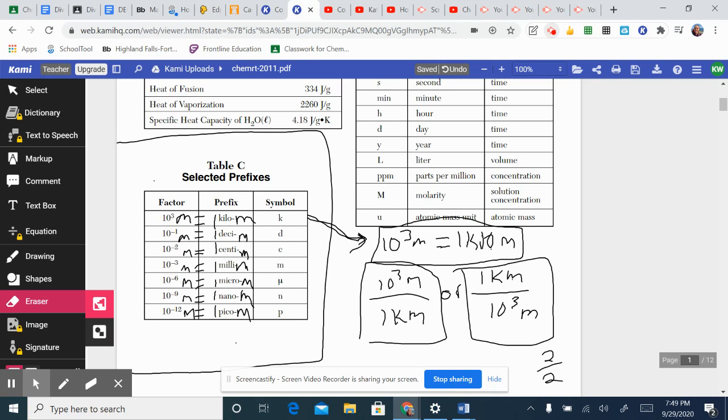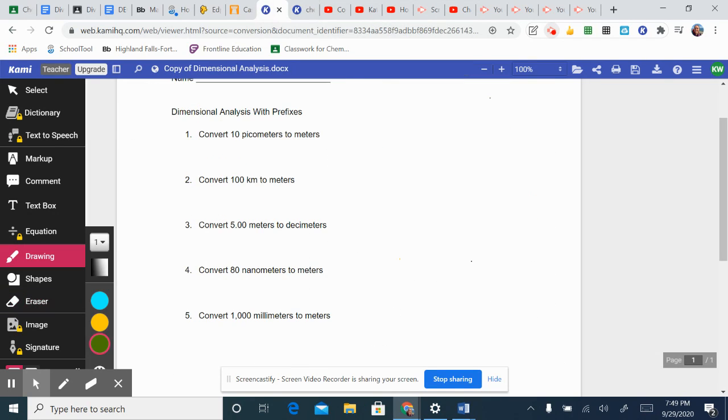So we're going to use these prefixes as our conversion factors on the worksheet on the next page. So for number 1, it says convert 10 picometers into meters. For all of these problems, the first step is to write the number and the unit that goes with the number as the start of the problem. So I'm just going to go 10 picometers. I'm going to abbreviate and just write PM. And then the second thing I'm always going to write is the unit I'm trying to convert into, which in the first example is meters on the right side.